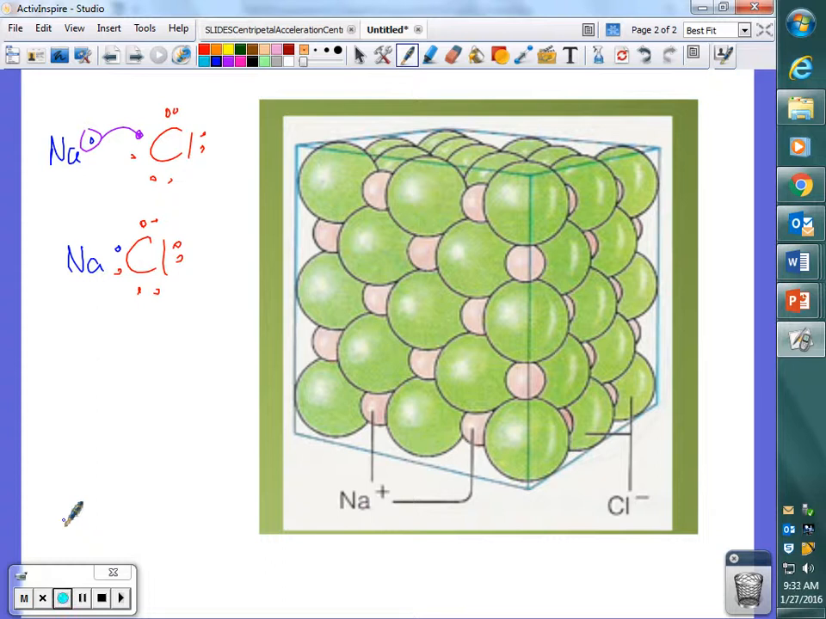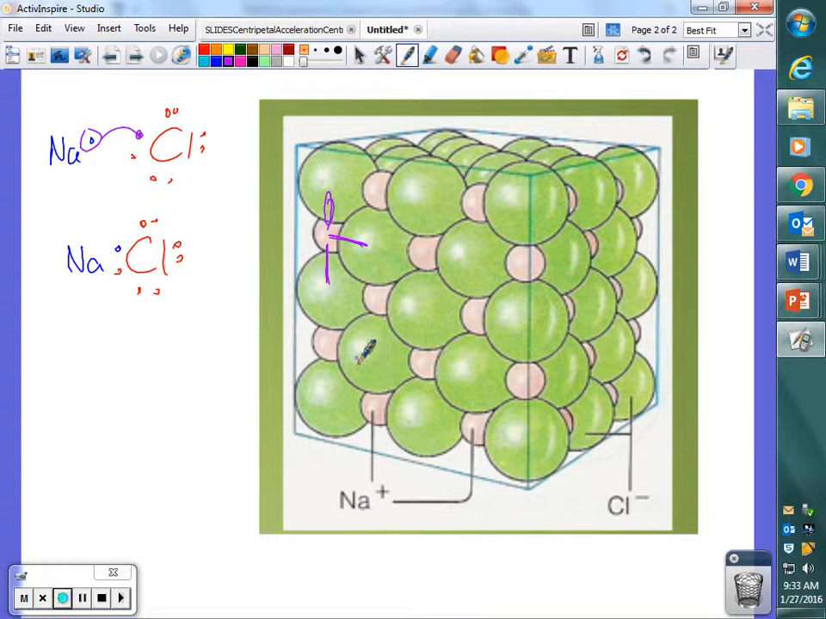Okay? But where are this sodium and this chlorine in this picture? Well, are those two bonded together? Or what about maybe that sodium is actually bonded to this one? Or maybe it's bonded to that one? Can we tell from this picture? No. And that's the point.